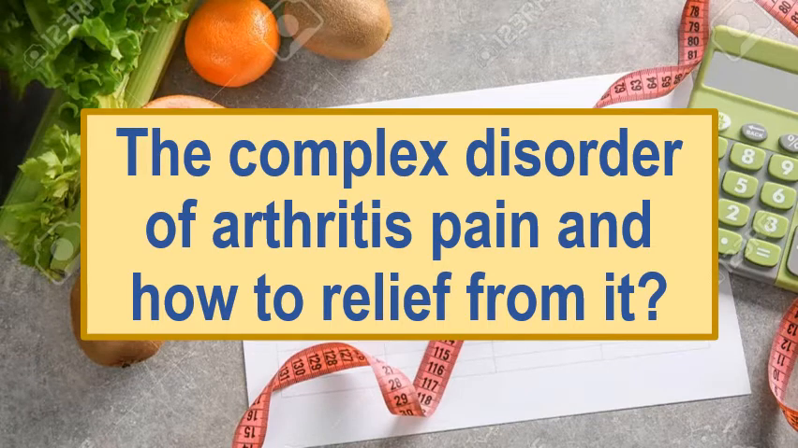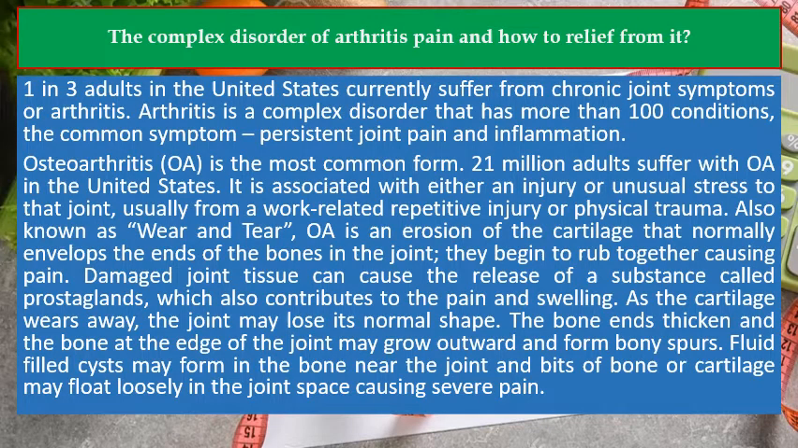The complex disorder of arthritis pain and how to relieve it. One in three adults in the United States currently suffers from chronic joint symptoms or arthritis. Arthritis is a complex disorder that has more than 100 conditions. The common symptom: persistent joint pain and inflammation.